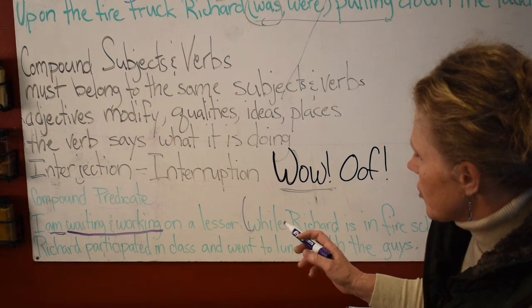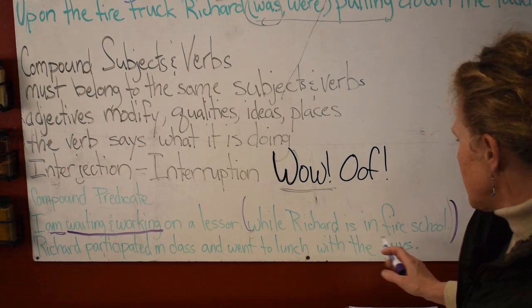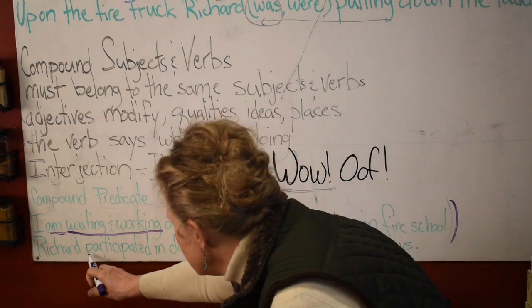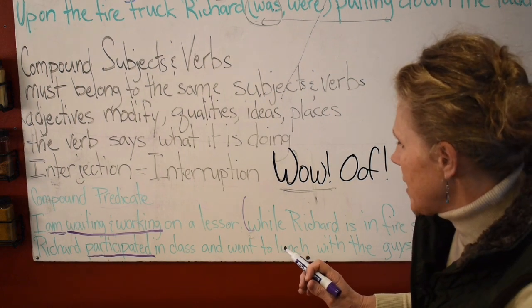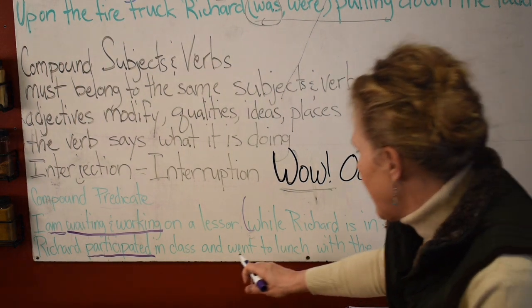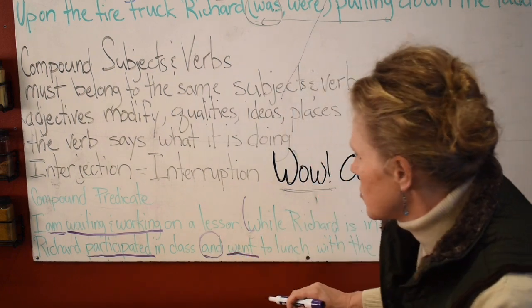All right, so what's your verbs? Richard participated in class and went to lunch. Participated, that is one of your simple predicates. Went. And went. So oftentimes you can find them when you have your coordinating conjunction right there.